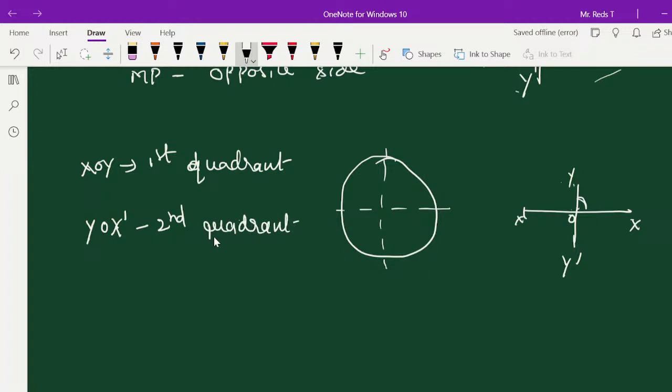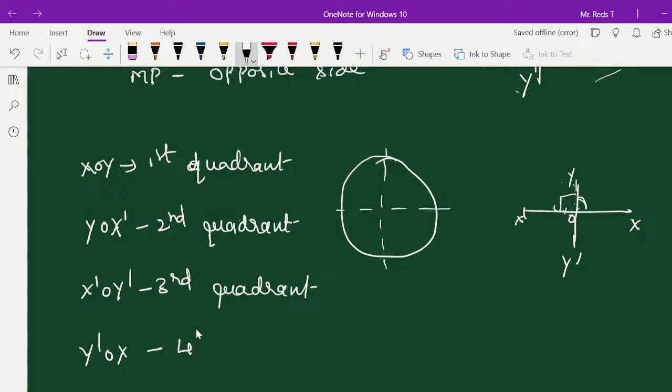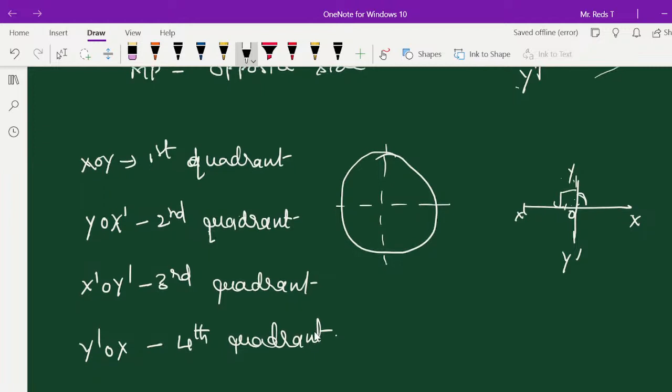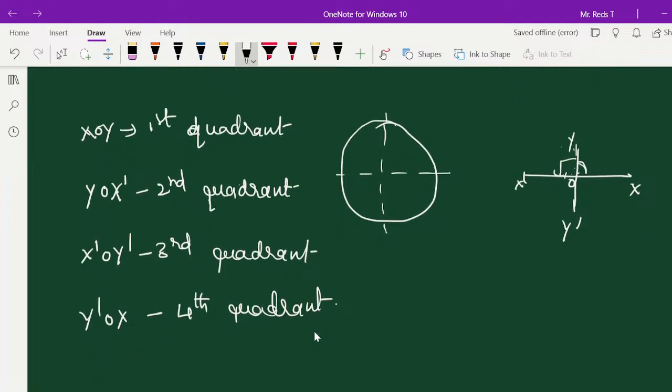Quadrant spelling is QUADRANT, quadrant. And then there is YOX dash, this one. YOX dash is the second quadrant. Then X dash OY dash is called the third quadrant. And then Y dash OX is called the fourth quadrant. So this is how we can consider quadrants.